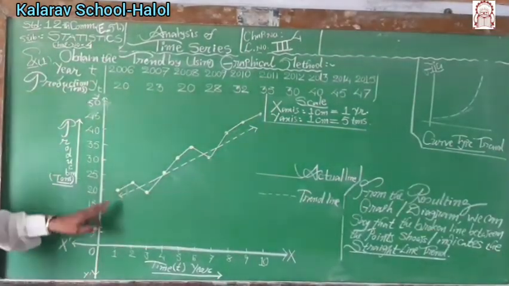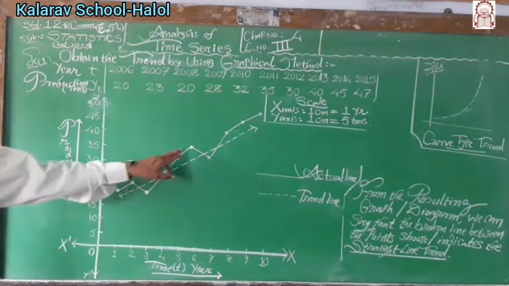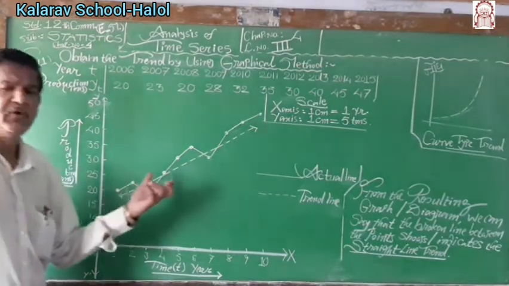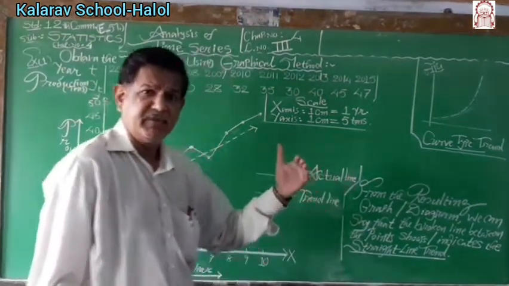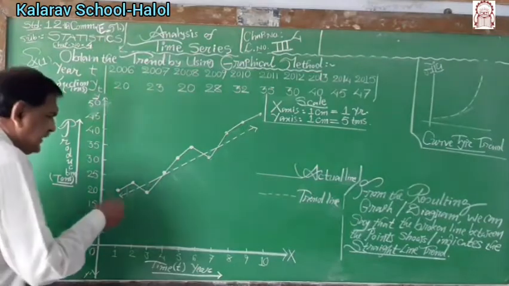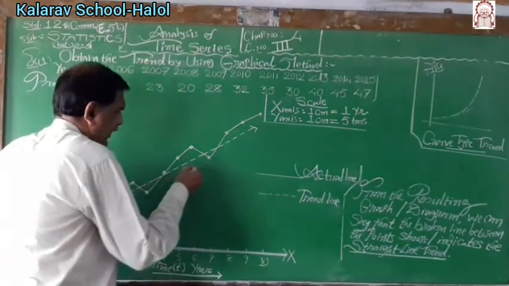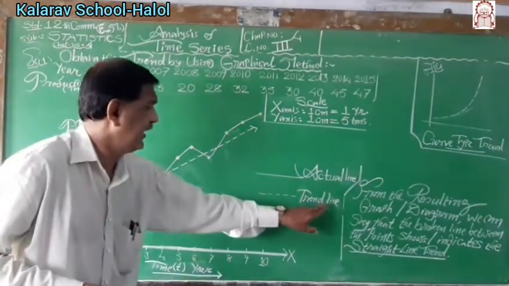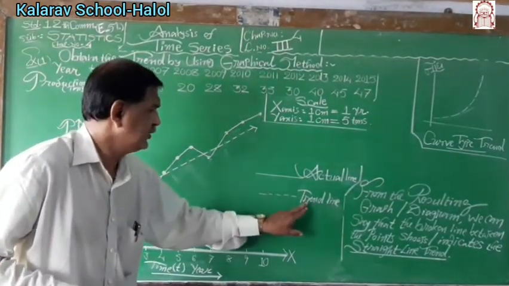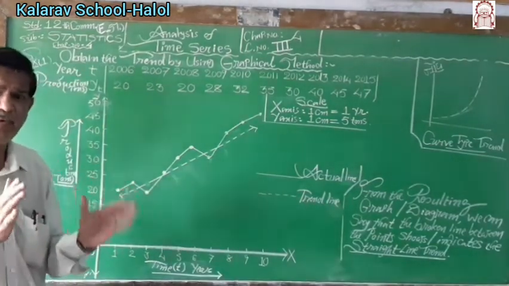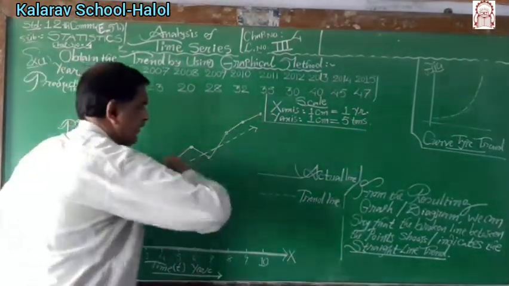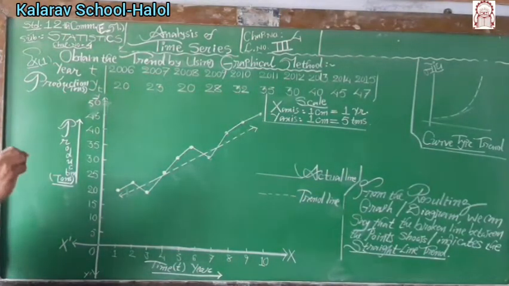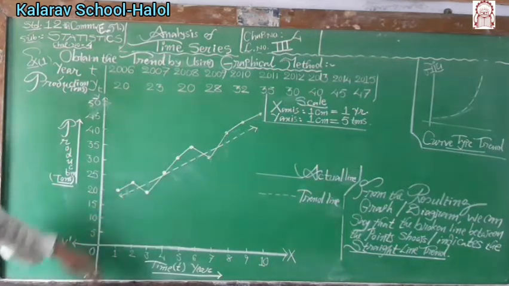Then from the first two points, somewhere at the middle and at the last, if you draw a broken line which is obtained as a straight line, see this way, this broken line is known as the trend line. And as this broken line is in a straight manner, it is also known as straight line trend.